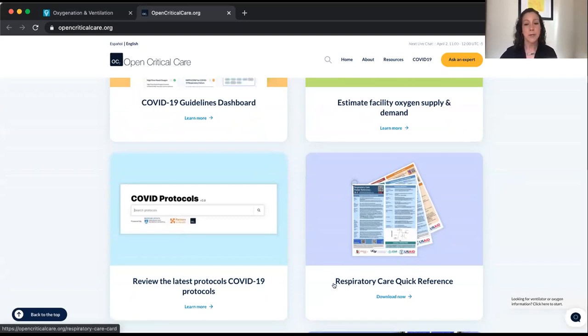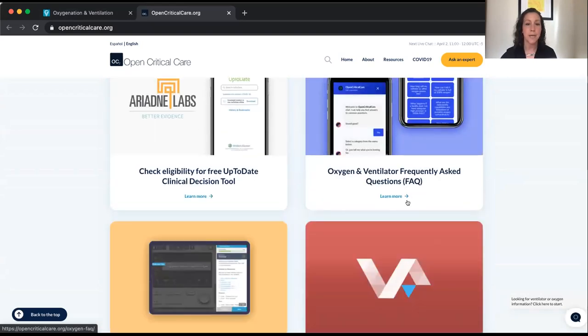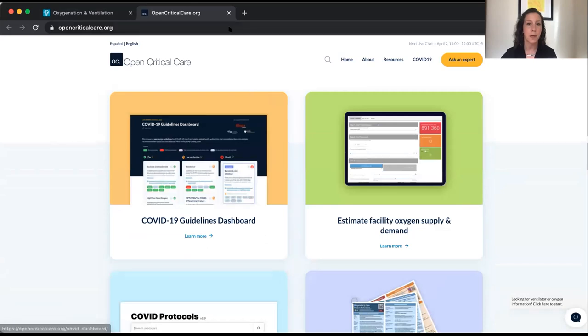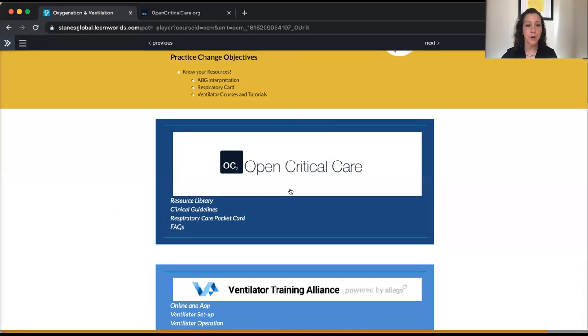And then if you look here, this is that respiratory quick care reference. So this is where you can see that card. And then they have some other resources as well. So I'm going to close that and go back here. So that's opencriticalcare. If you're on the LRC, you can click here or you can go directly to their website.